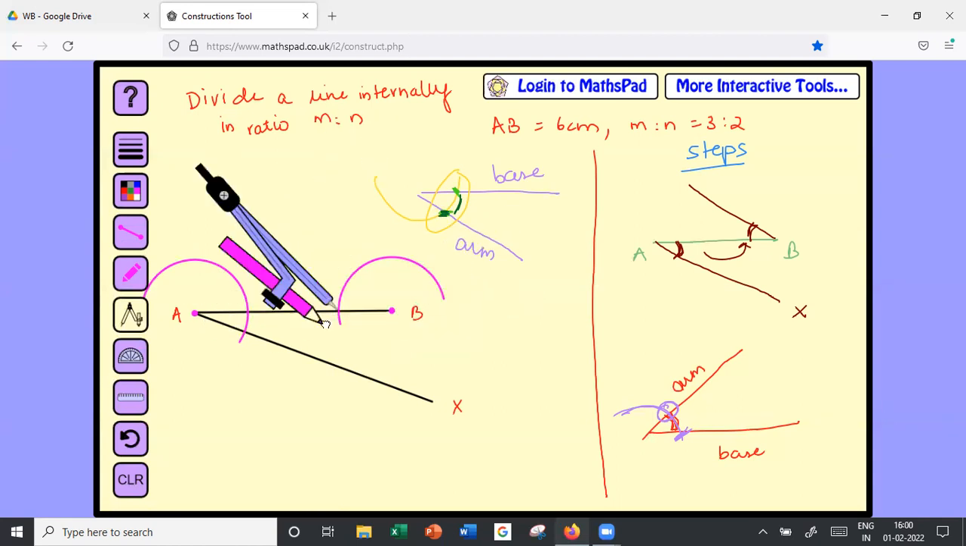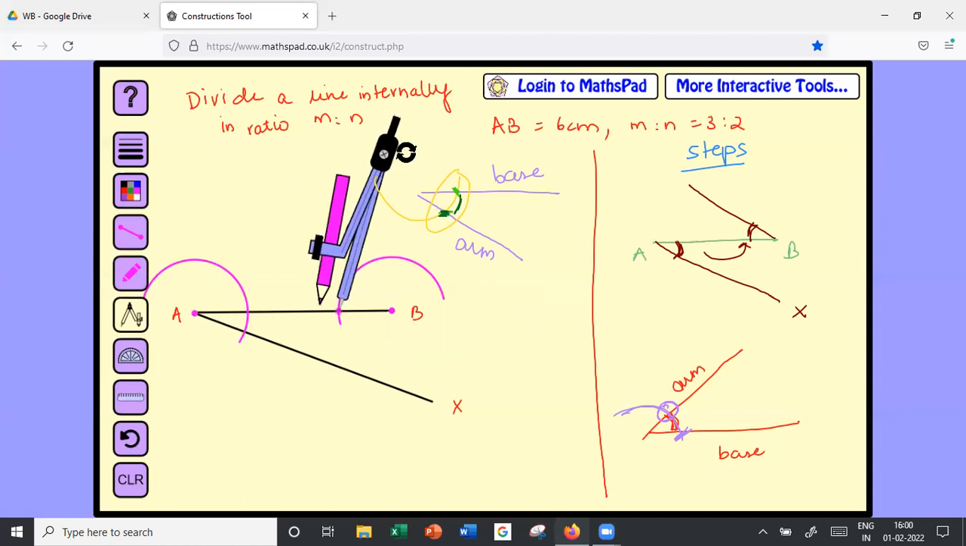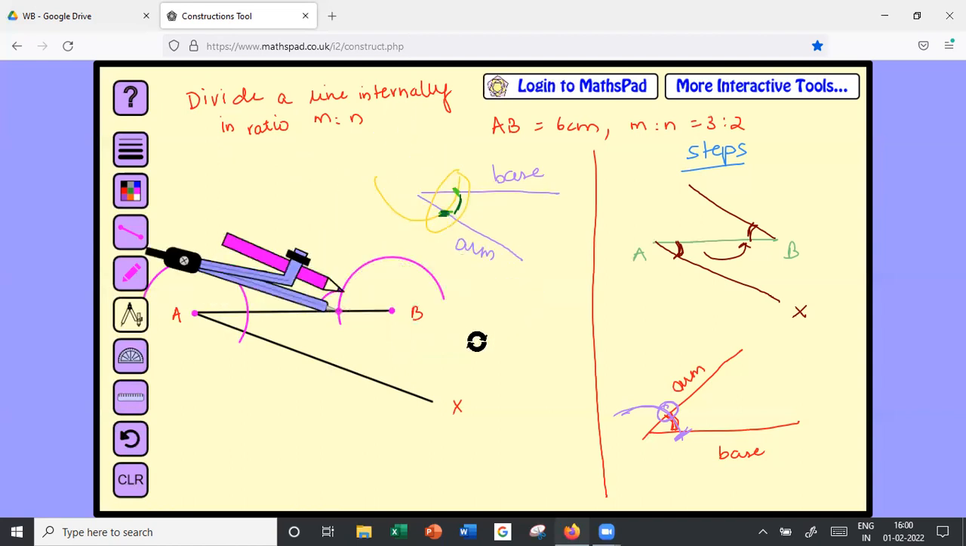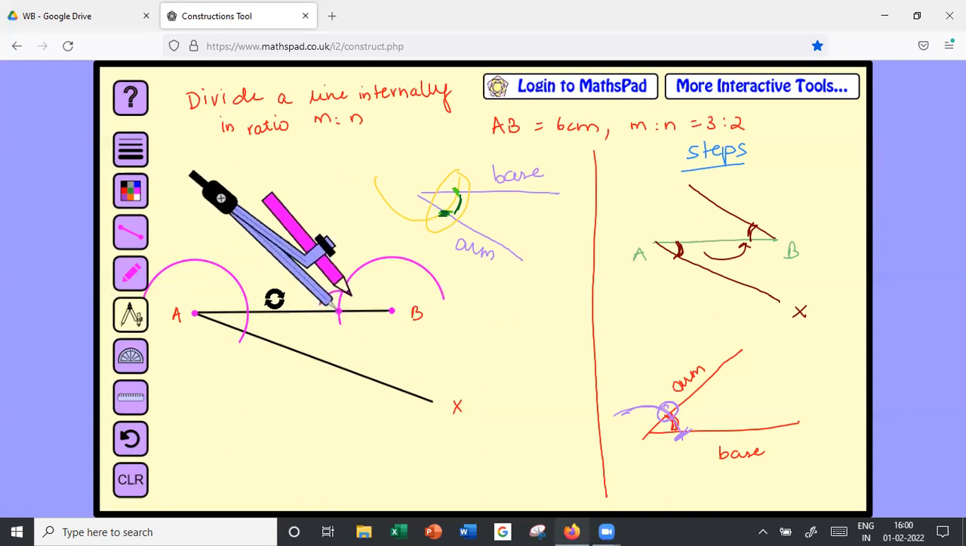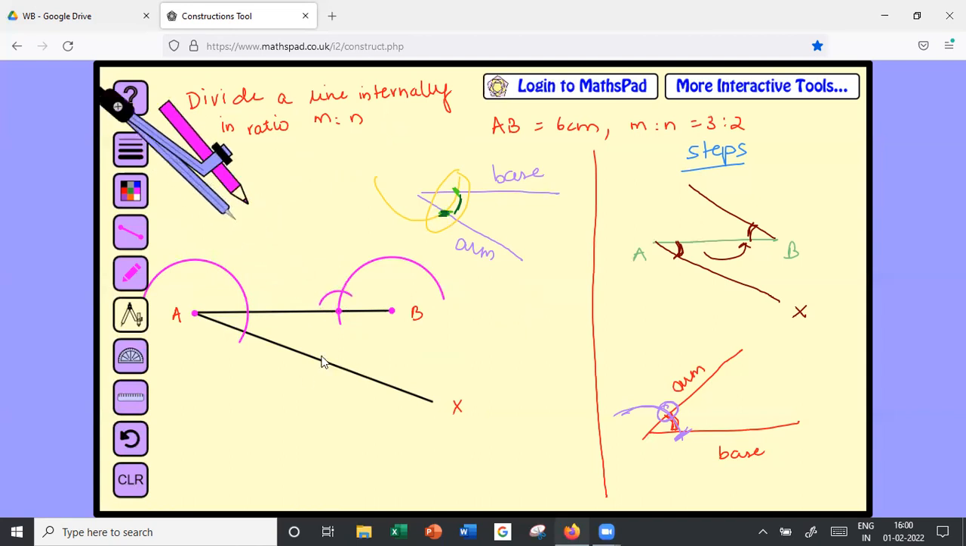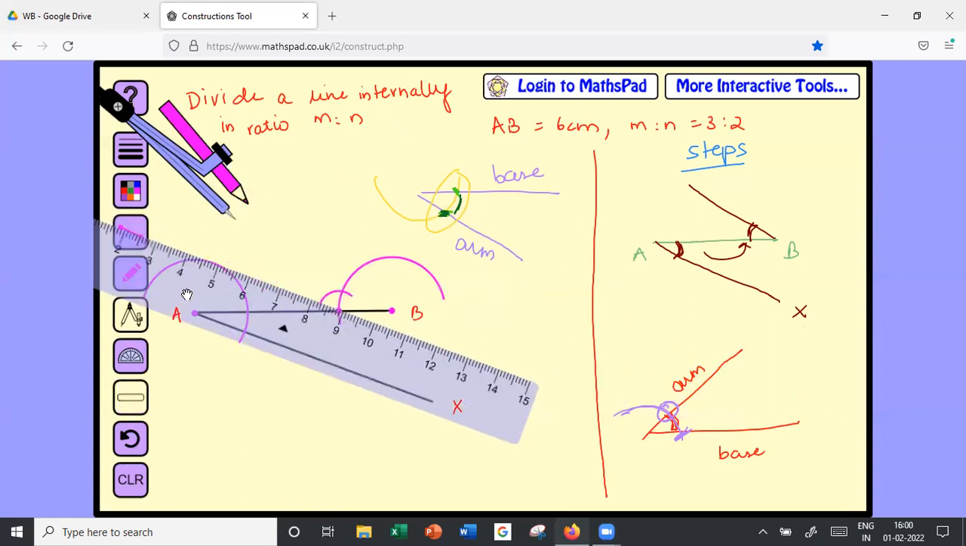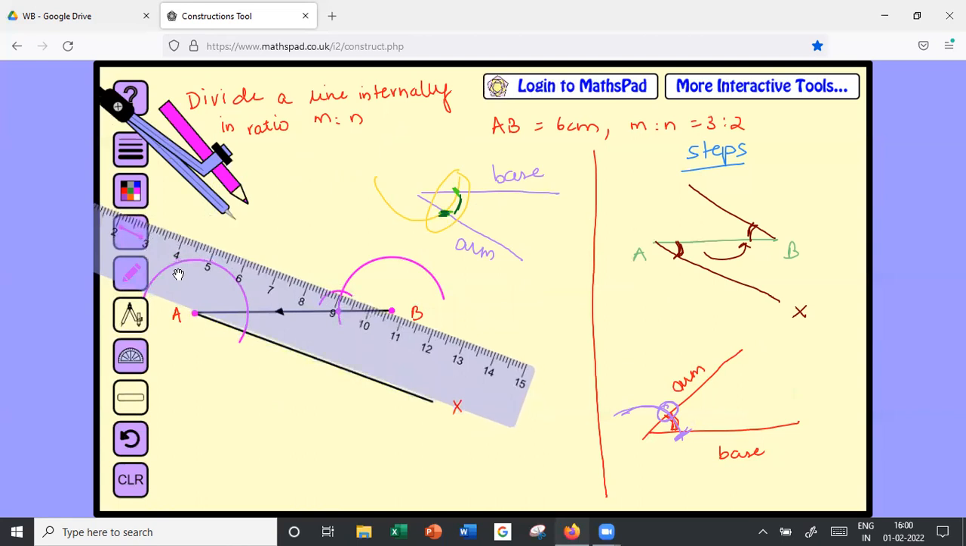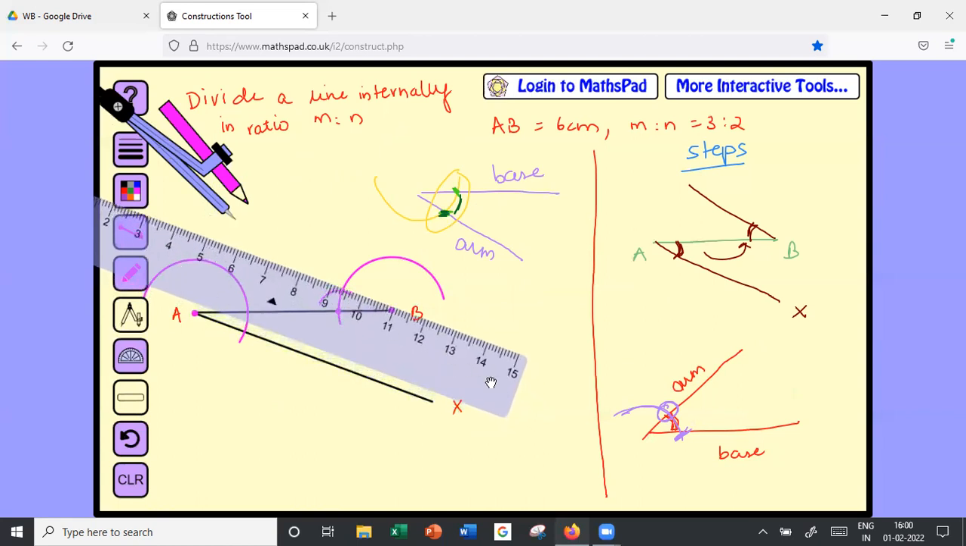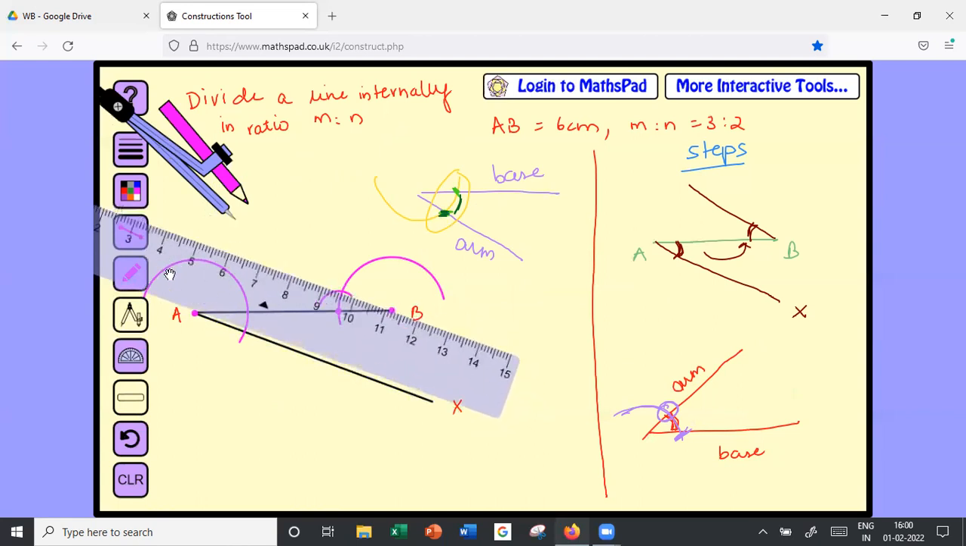Ma'am, I didn't understand, I made the arc from point B. What do I have to do next? Yeah, now you just need to make a line from there. So you just need to join this. This is the same angle. Use a ruler and join that point.